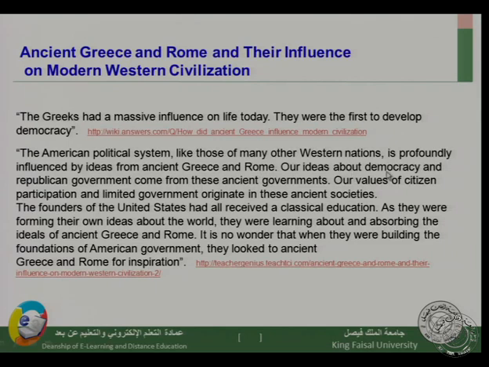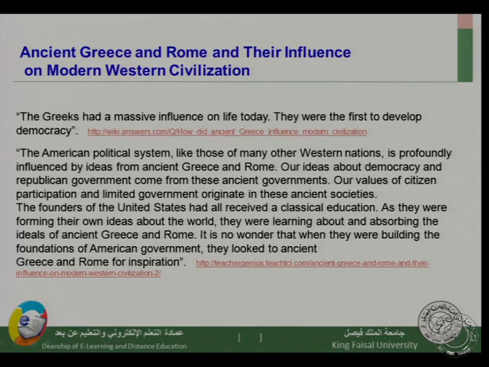Our ideas about democracy and republican government come from these ancient governments. Our values of citizen participation and limited government originate in these ancient societies. Again, there are many values and many laws which are derived from the ancient Greece and ancient Rome.